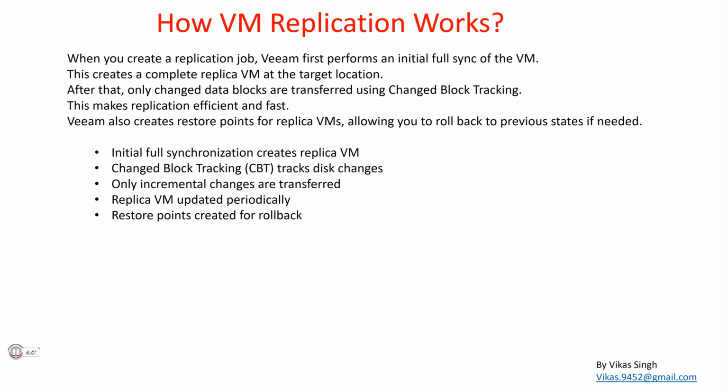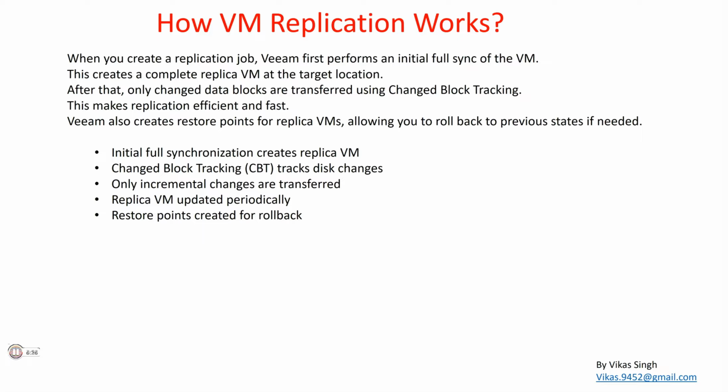And now let's understand how VM replication works internally. When you configure a replication job in Veeam, the process happens in two main stages. Stage one, it is going to initiate the full sync. Veeam first creates a complete copy of the virtual machine at the target location. This is called the initial replica.